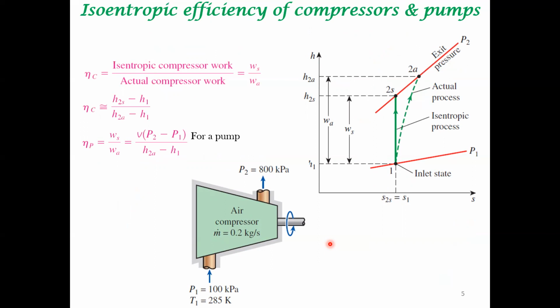Next, we move on to a device that requires work to be incorporated into the fluid stream. So that's a compressor or a pump. A compressor operates on a vapor. A pump operates on a liquid. For example, here we have an air compressor that increases the pressure. For the real and the ideal system, inlet P1 and T1 are one and the same, and P2 is the same, but the temperatures can be different.